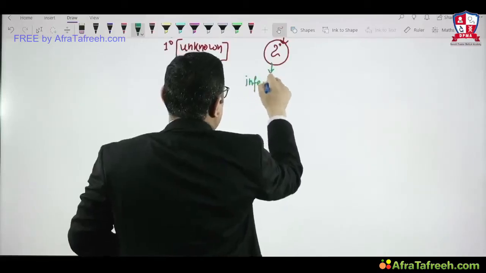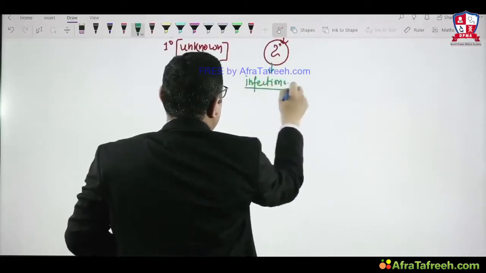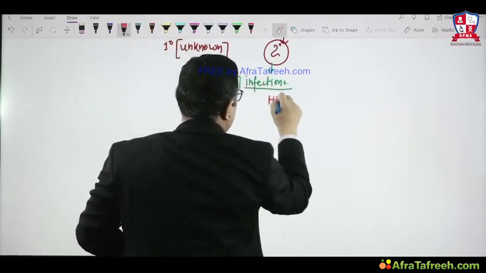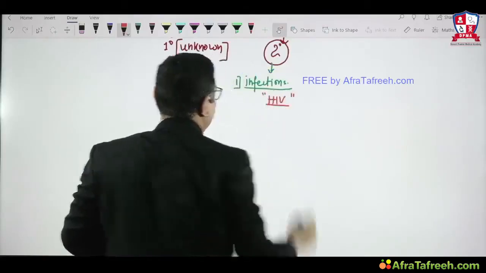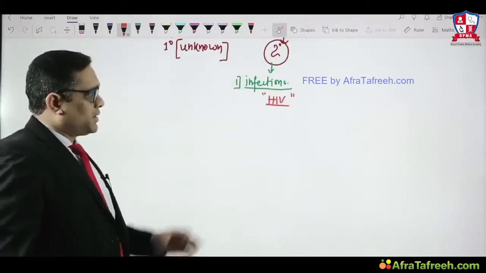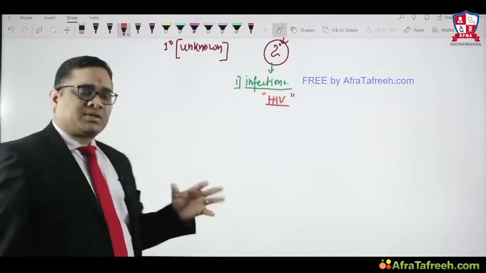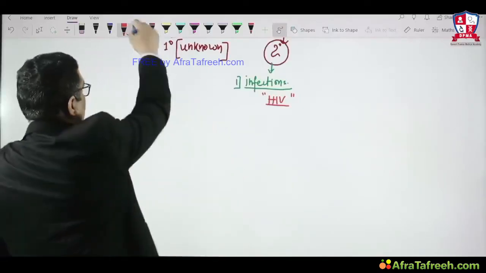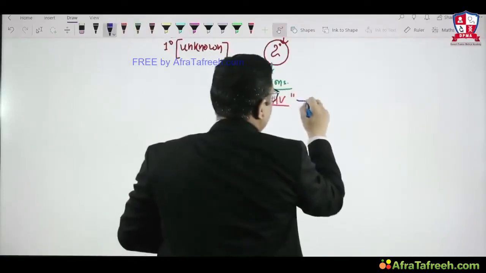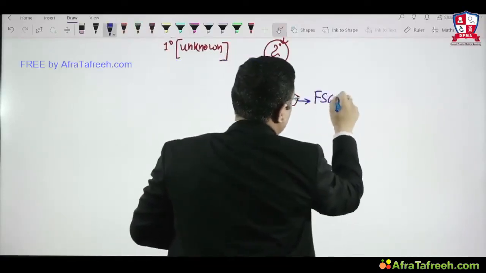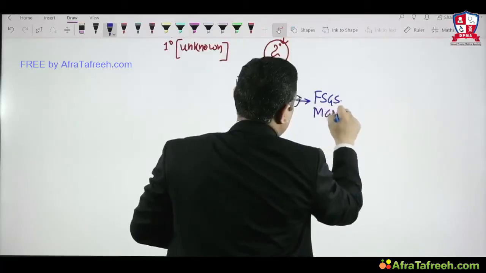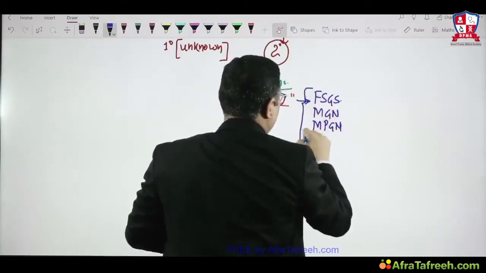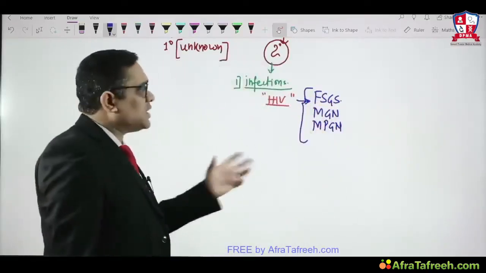infections, and in infections I would like to write HIV as number one, right? HIV infection, one of the important things. Here I would like to tell you, in HIV infections, what are the other glomerular pathologies we can see, which was the PGI question: FSGS, membranous glomerulonephropathy, membranoproliferative glomerulonephritis, right? So these are the glomerular pathologies which we can see in HIV infection.